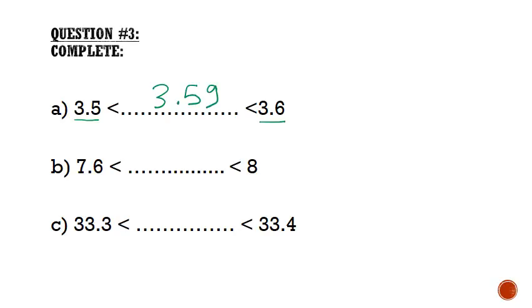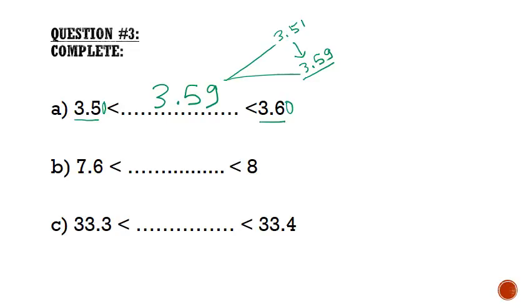3.59. So I have 3.5 and 3.6. So I put here 0 and here 0. So now I have many answers, 3.51, 3.52, 3.53, 3.54 until 3.59, because after 3.59, what do I have? 3.6, okay?